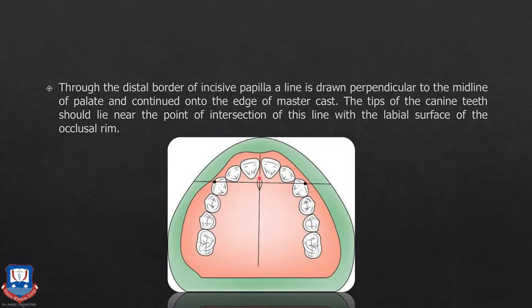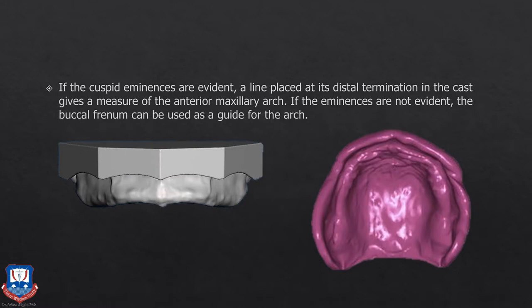So by locating the incisive papilla and drawing a line through the distal of the incisive papilla perpendicular to the midline of the palate, we can determine the mold or the circumference of the anterior teeth that are needed for the teeth setting.